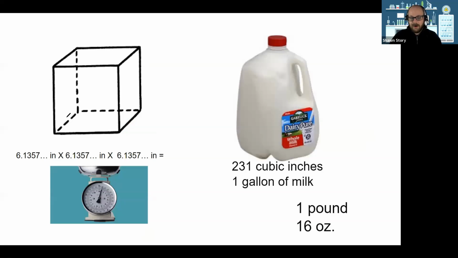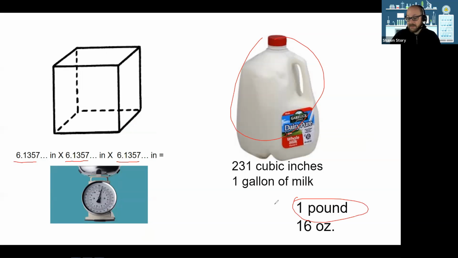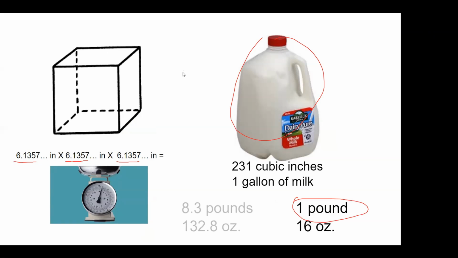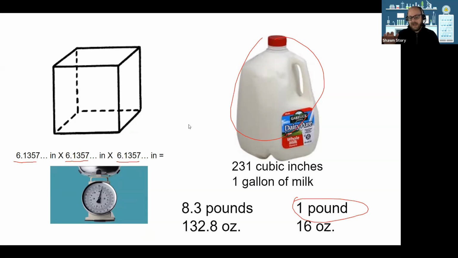If we take our magic box of 3.1357 inches by 6.1357 inches by 6.1357 inches, and we fill it up with our gallon of water or a gallon of milk, and we put it on a scale, how much would it weigh? Would it weigh a pound? Absolutely not, because it actually weighs 8.3 pounds or 132.8 ounces. Why do we do this to ourselves?